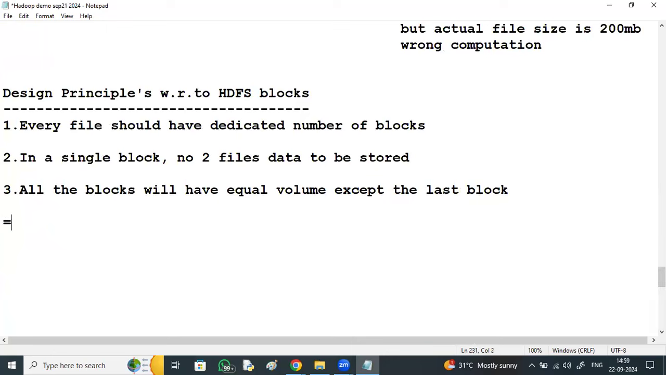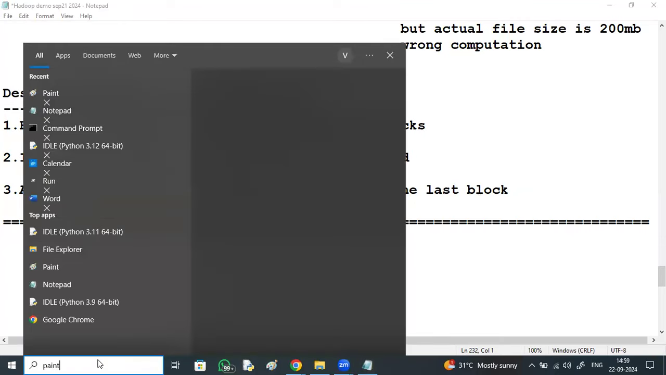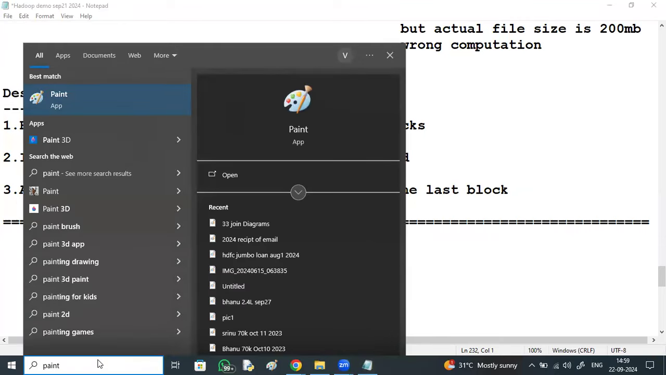Means the default block size is given, right? But we can even increase or decrease the block size. We can configure the block size. How to configure it, how to increase or decrease the block size, I'll discuss. But before that, I'm going to discuss 3 cases, so you can understand easily how exactly the data storage and processing is going to happen within Hadoop.